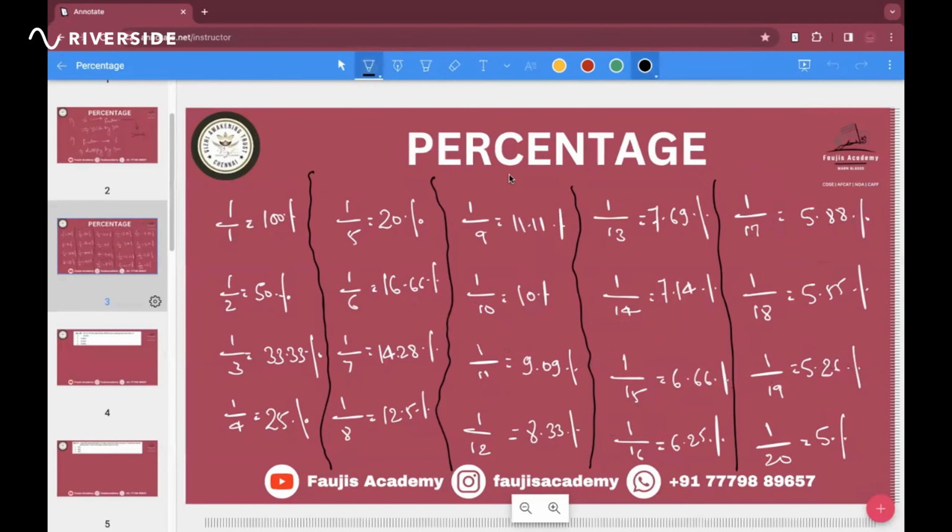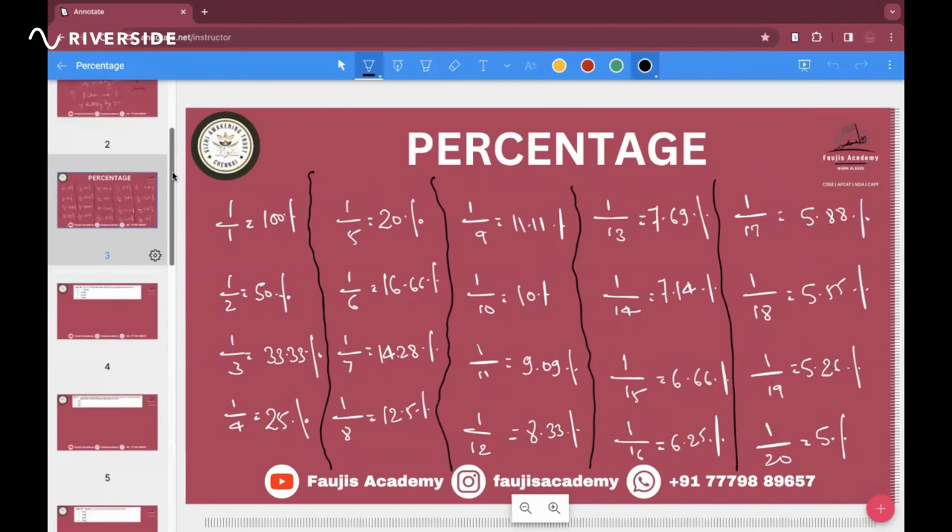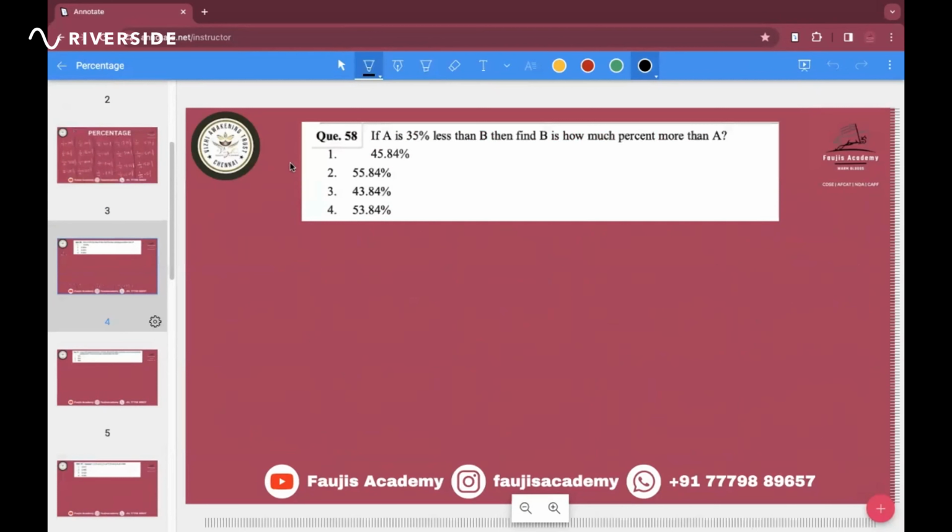So this is all percentage concepts that we have in percentage. I hope you guys are aware, but still I'll cover a few more concepts if you would like me to cover, but I'm pretty sure you guys are aware of it.